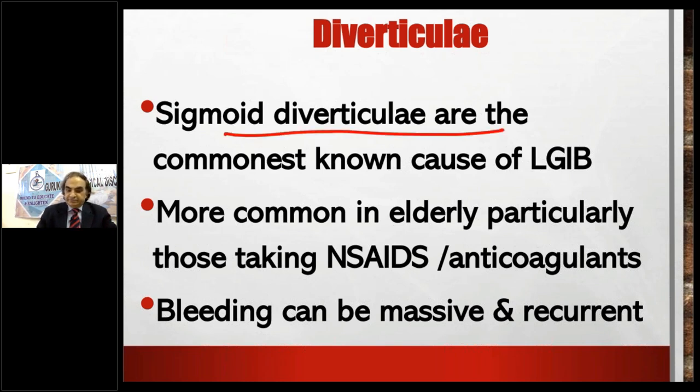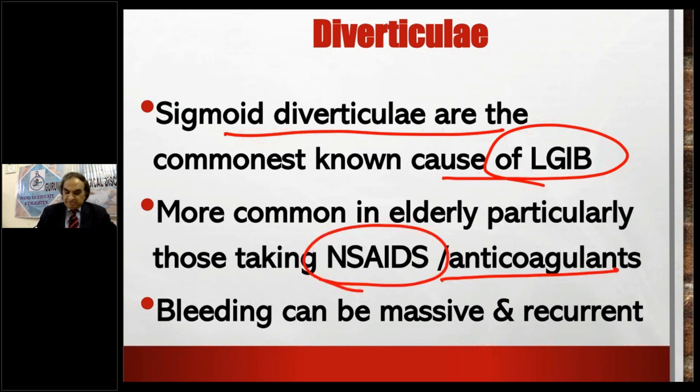and they are the most common cause of lower GI hemorrhage. No problem, easy to remember. Sigmoid is known for volvulus, also for hemorrhage. It's more common in the elderly, especially those taking NSAIDs and anticoagulants. Bleeding can be massive, but let me tell you, they do better because you can resect it. If you can find the cause, to fix it is not a problem.